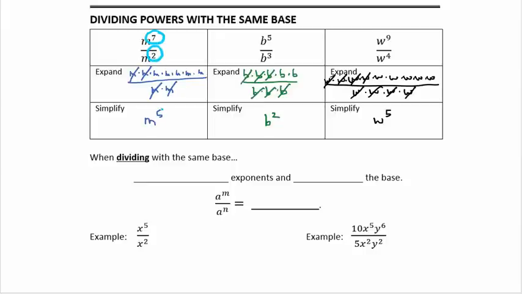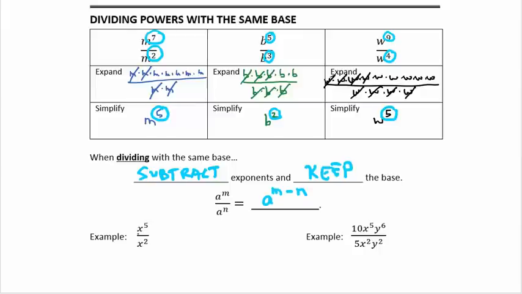So take a quick second, see what happens with this 7 and this 2. How do I get 5 from 7 and 2? Well, I subtract. How do I get 2 from 5 and 3? I subtract. And how do I get 5 from 9 and 4? I subtract. So when dividing with the same base, we just subtract the exponents and keep the base. And the rule is going to be a to the m divided by a to the n is a to the m minus n. So let's look at our examples here.